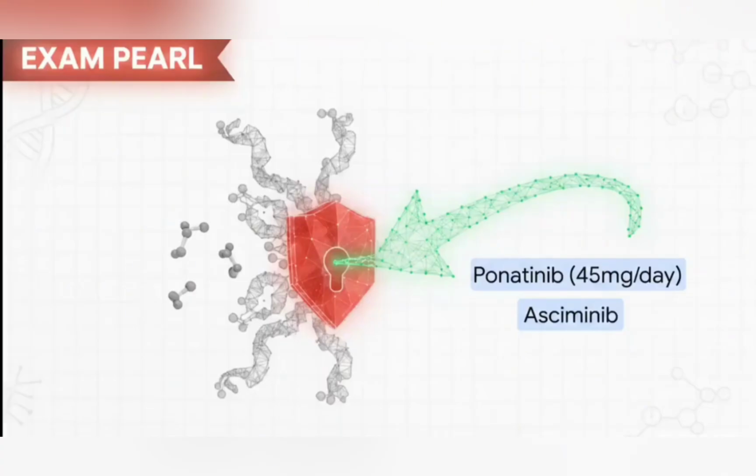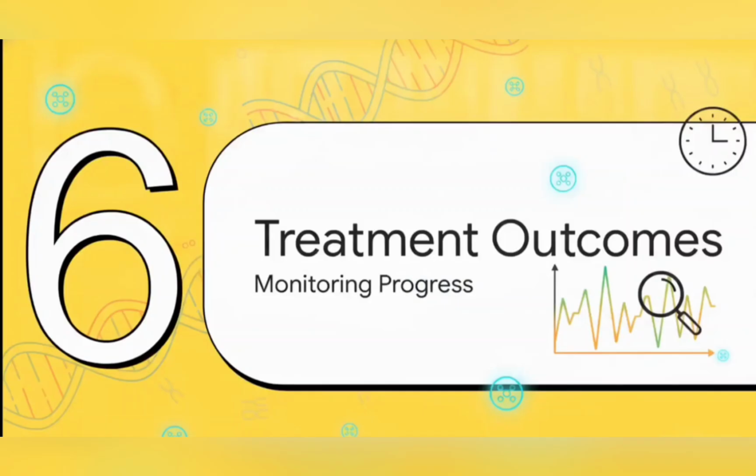Now for an absolute exam pearl. Sometimes the tumor gets smart, and it develops the T315I mutation in the tyrosine kinase domain. This specific mutation makes the CML cells completely resistant to almost all standard TKIs. If you ever see T315I mutation in a question stem, your answer must immediately be ponatinib, given at 45 mg per day, or the newer drug asciminib. Never ever forget this.